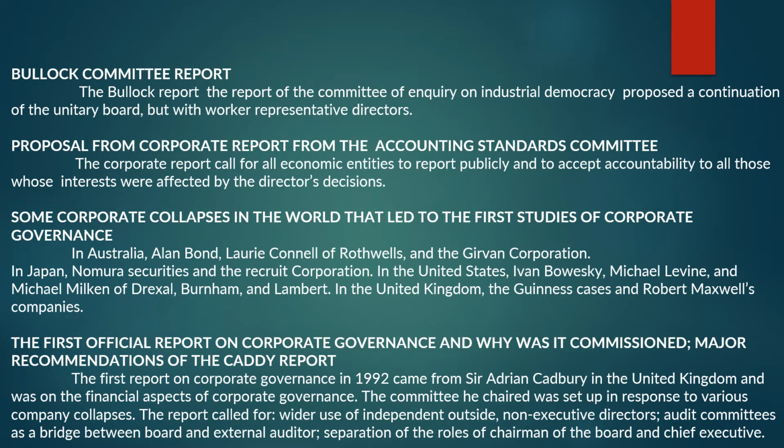The Bullock Committee report, the report of the Committee of Inquiry on Industrial Democracy, proposed a continuation of the unitary board but with workers' representative directors. The corporate report from the Accounting Standards Committee called for all economic entities to report publicly and to accept accountability to all those whose interests were affected by the directors' decisions.